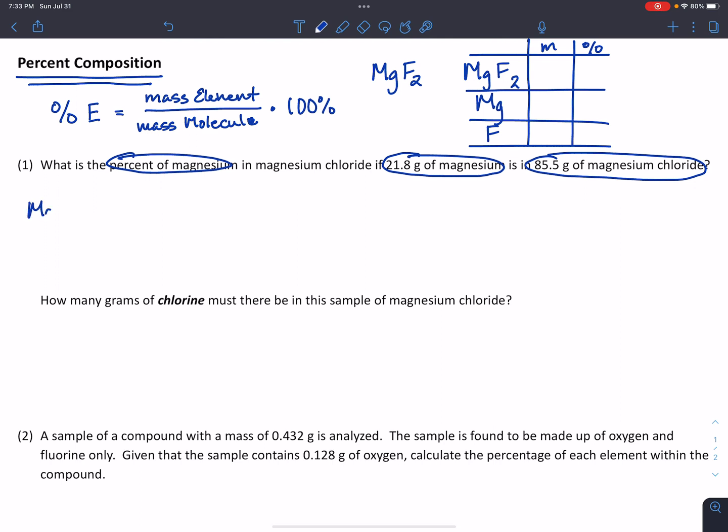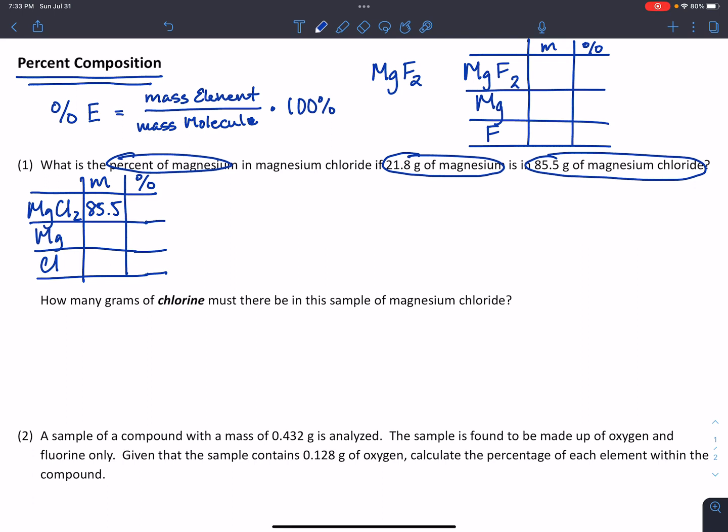So if I were to set up a table, and again, this is not for everyone, I like to do it to start because it keeps things organized for me, and I'm big on organization. All right, I have mass values here. Let me put in my table. I know for magnesium chloride, I have 85.5 grams, and I have 21.8 grams of the magnesium. I don't know anything about the percentages of the two elements, but I do know that magnesium chloride, the compound, will always be 100%. All right, so I need to use the mass of the whole, which is magnesium chloride, and the mass of the part, which is magnesium, to find that percentage.